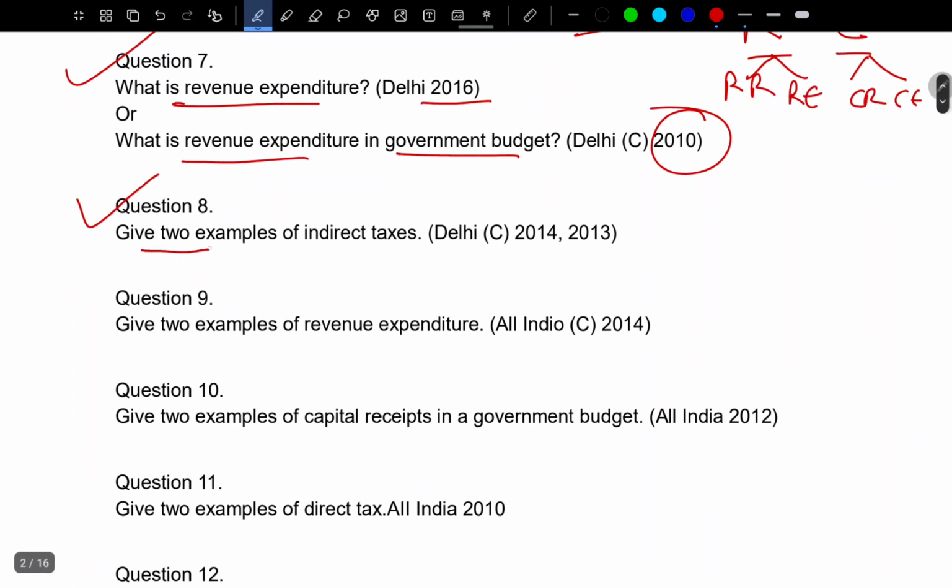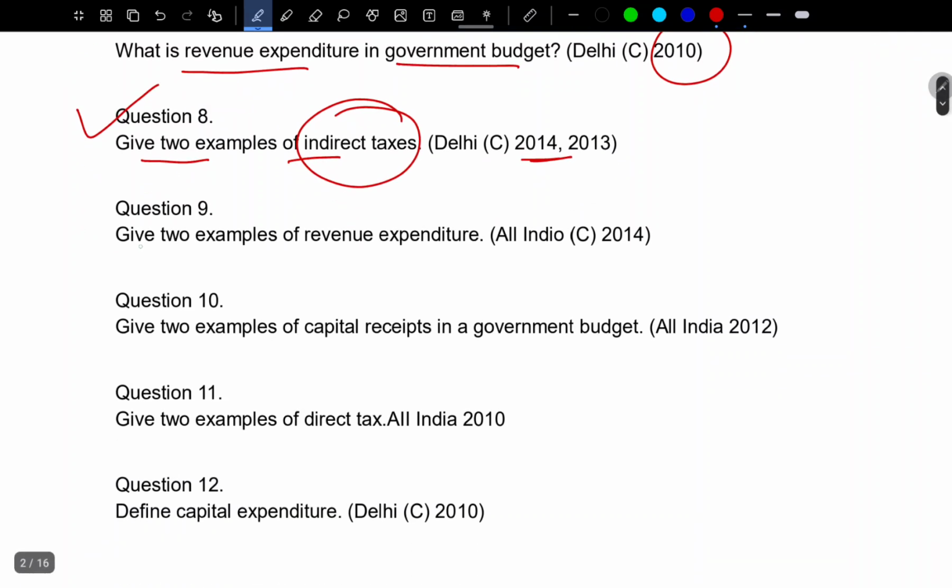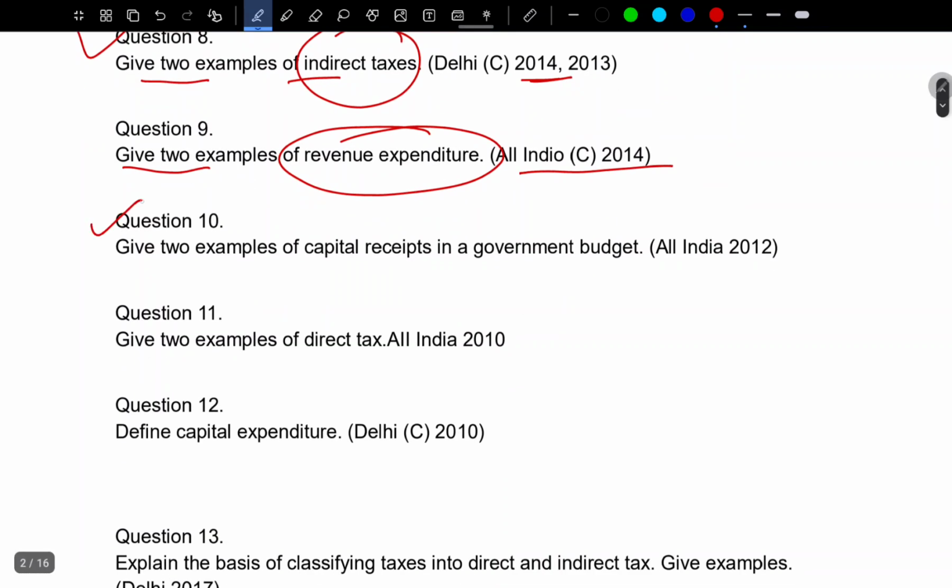Question number 8, give two examples of indirect taxes. Question number 9, give two examples of revenue expenditure. So again, the revenue expenditure question has come. Question number 10, give two examples of capital receipts in government budget. Now the examiner is asking about capital receipts in 2012.